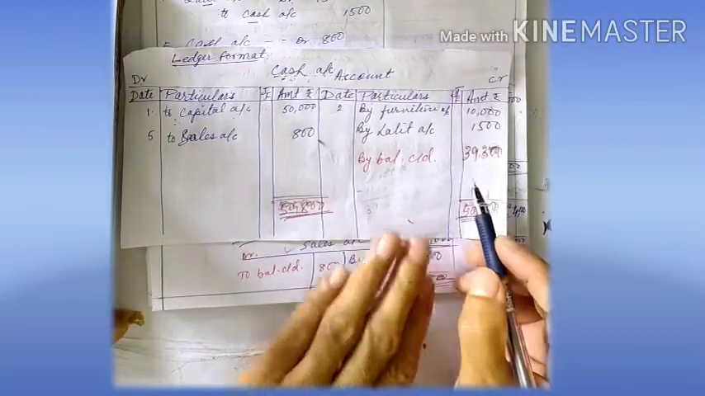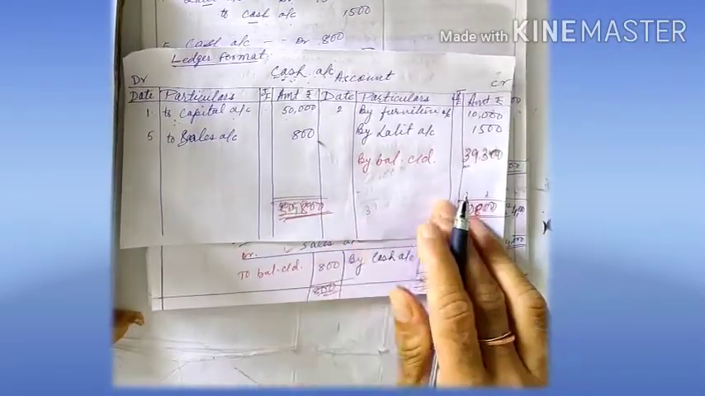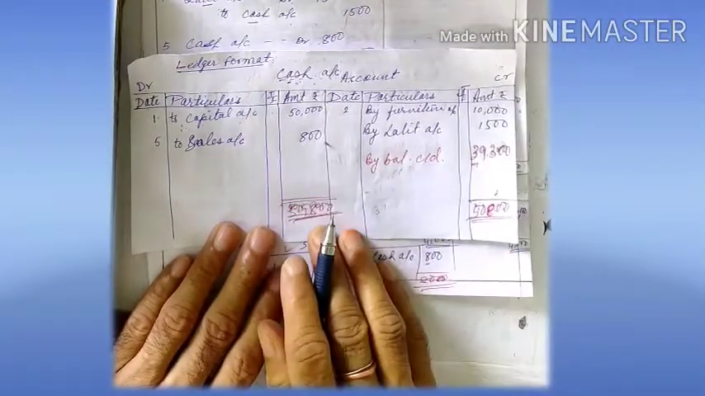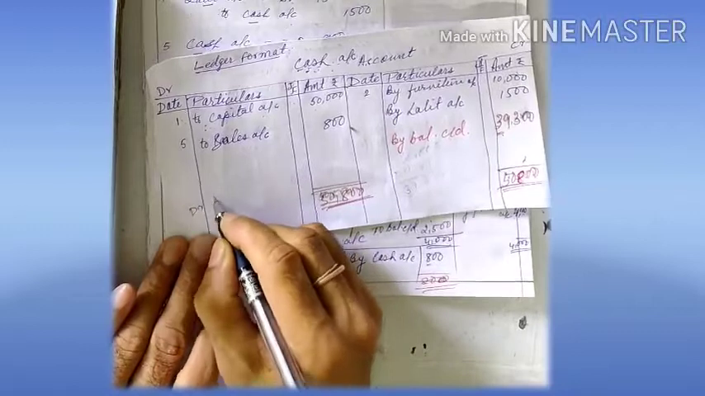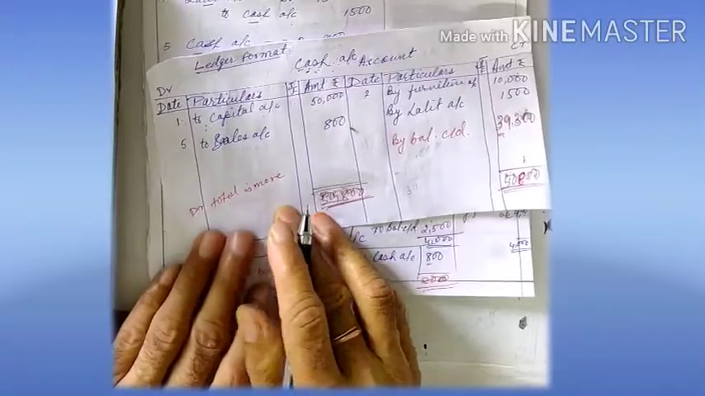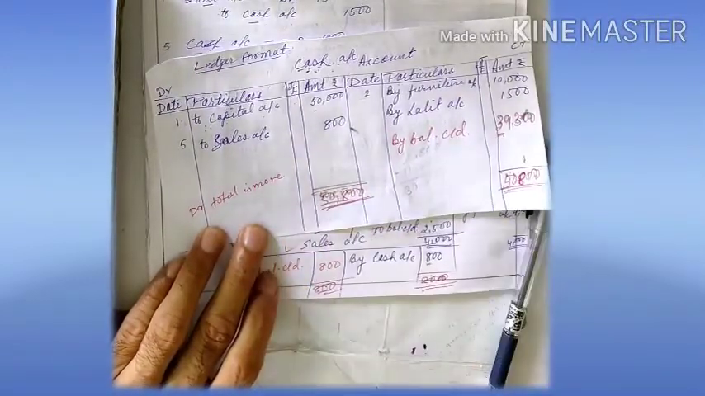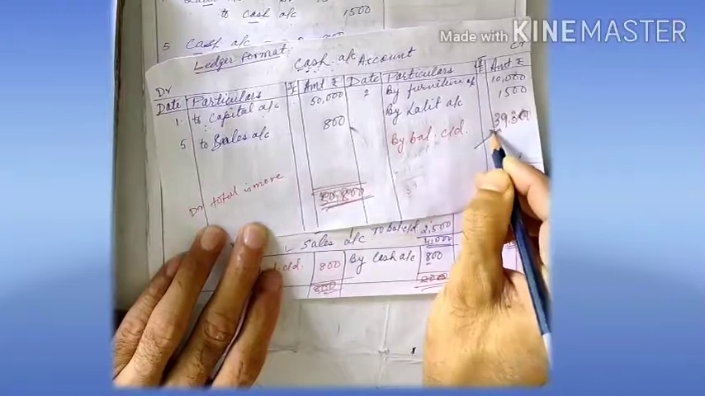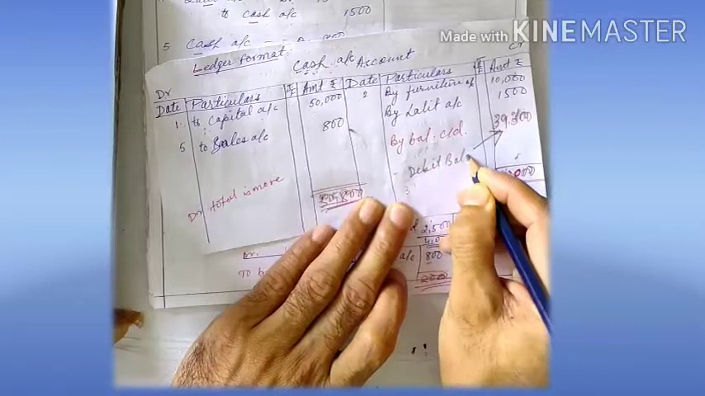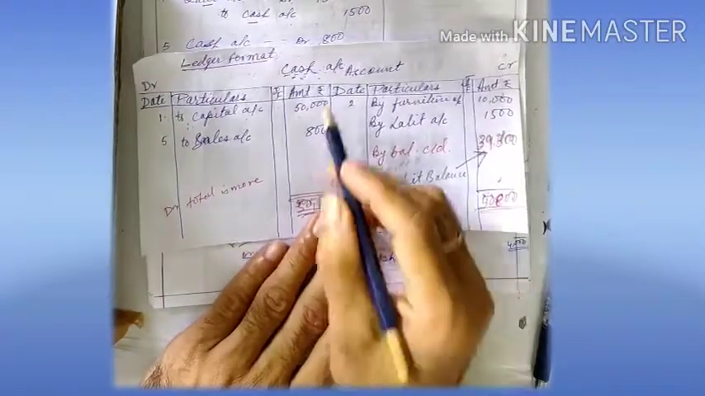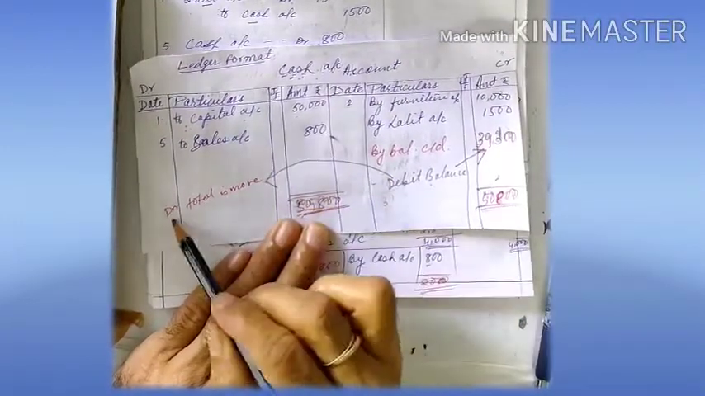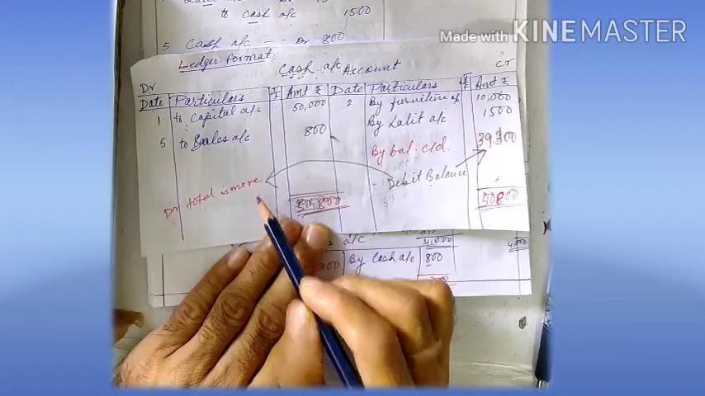Now here you find this amount on the credit side. Why this amount is on the credit side? Because your debit side total is more. Debit total is more. Okay. Now since debit total is more, so this amount is called debit balance. So what is the balance in cash account? Debit balance. Why is it a debit balance? Because your debit side total is more. Right?